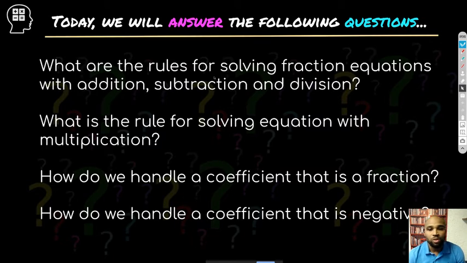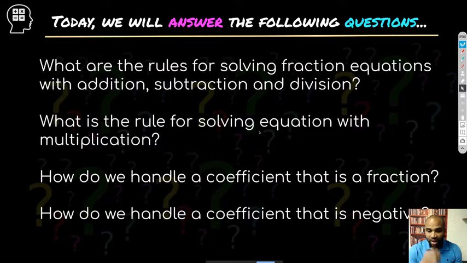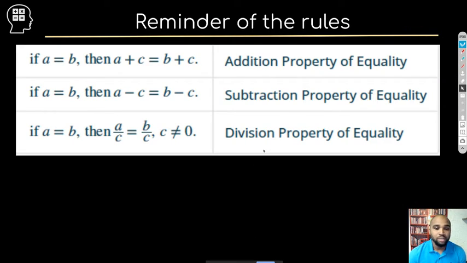What are the rules for solving fractions with addition, subtraction, and division? What's the rules for solving with multiplication? And how do we handle a coefficient that's a fraction? So we saw here in the beginning, how do you solve this piece here? At the end of this lesson, we want to be able to comfortably solve that. This negative may throw some people off. The fraction may, you're like, what do we do here? So we'll get to that. How do we handle a coefficient that is negative, as we saw there? So you'll be able to answer that problem after these messages.